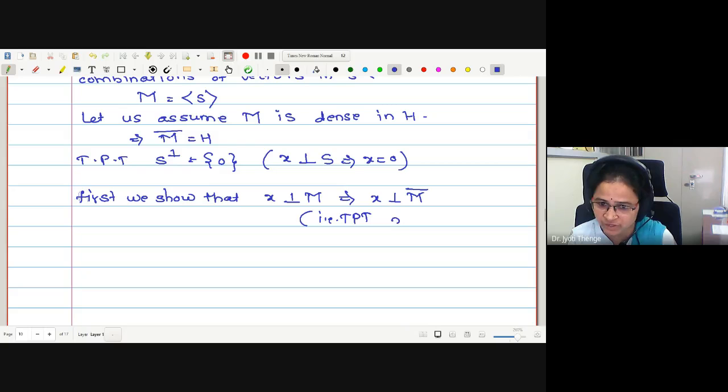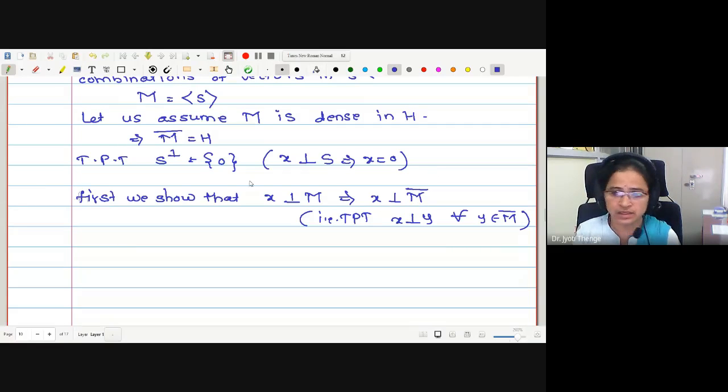That is to prove that X is orthogonal to Y for all Y in M bar. Right now, we want to prove the vector X orthogonal to the set M bar. It means clearly that X is orthogonal to every vector Y in M bar. Now let us start with a vector Y in M bar, and we will prove that this inner product is 0. Therefore, let us start with Y in M bar.